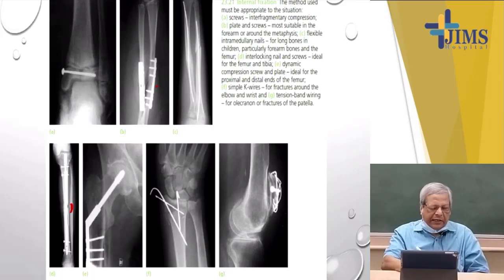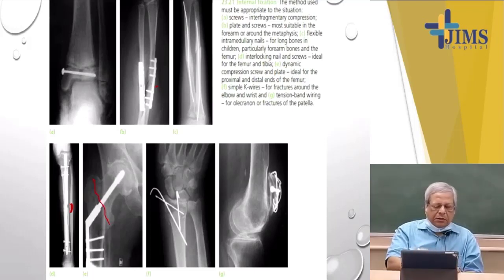So the fracture line is here. The trochanteric fracture, the line is here. So when the screw moves, this fracture gets compressed. This is a very popular technique of internal fixation of trochanteric fractures.